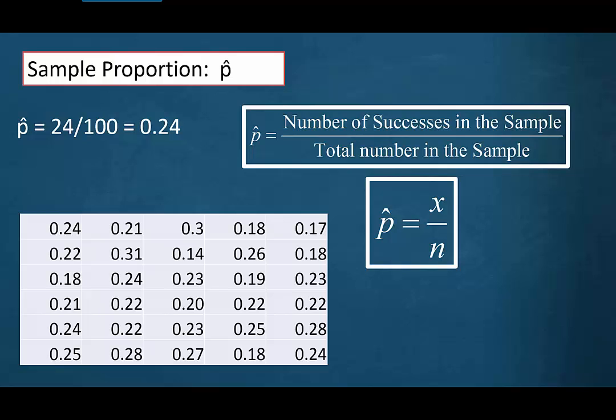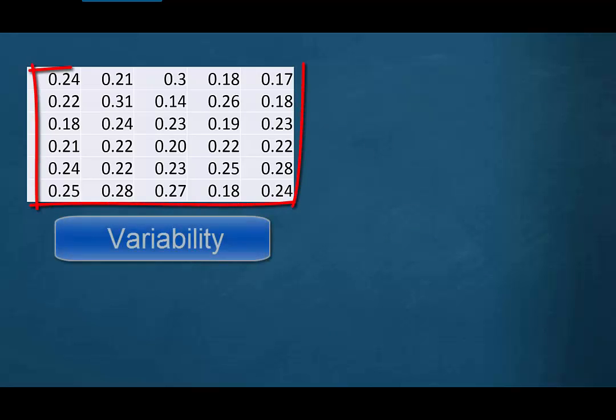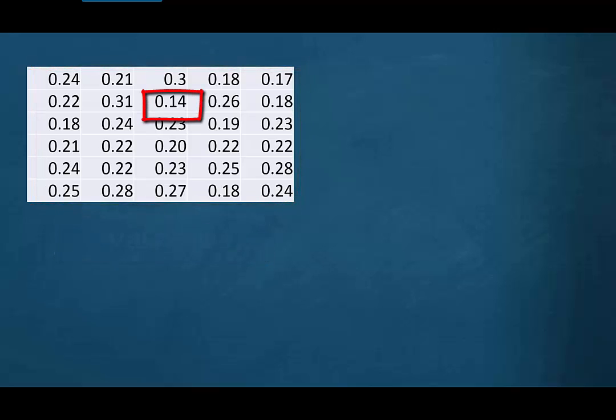So let's make a few observations concerning this collection of sample proportions. One obvious aspect is that there's variability among the different samples. This is called sampling variability. It ranges from a low of about 0.14 to a high of 0.31.